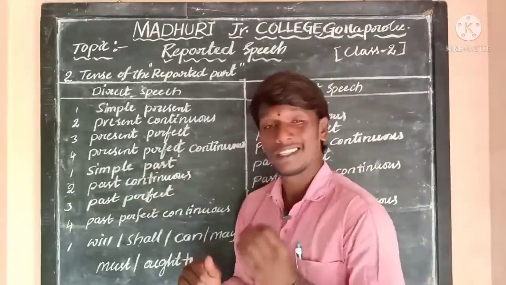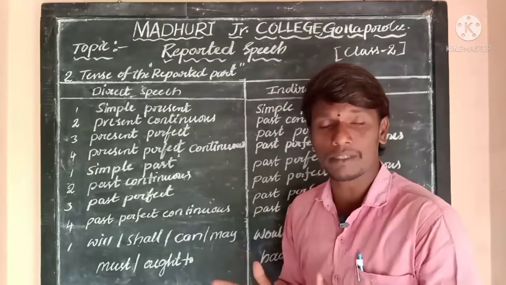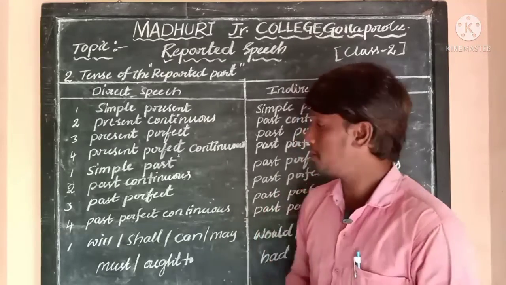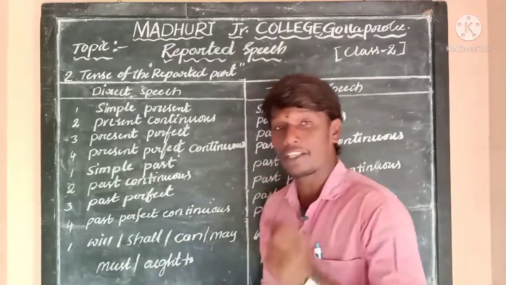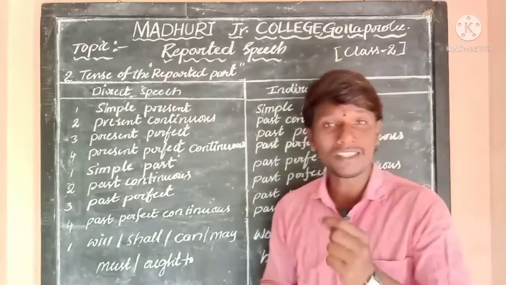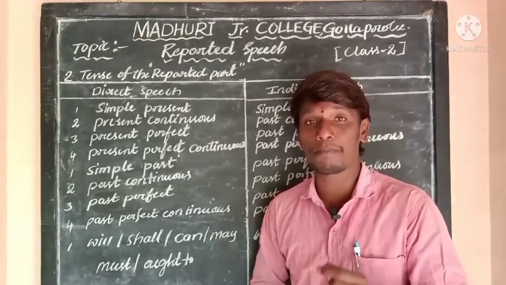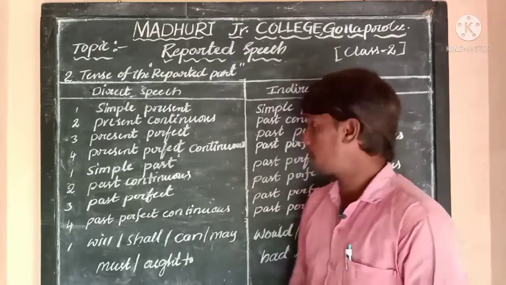If you find the given reported part is in simple past tense, what is the structure of the simple past tense? Subject plus V2 plus object. If you find the given reported part is in simple past tense, this simple past can be changed into the past perfect tense. What is the structure of the past perfect tense? Subject plus had plus V3 plus object.